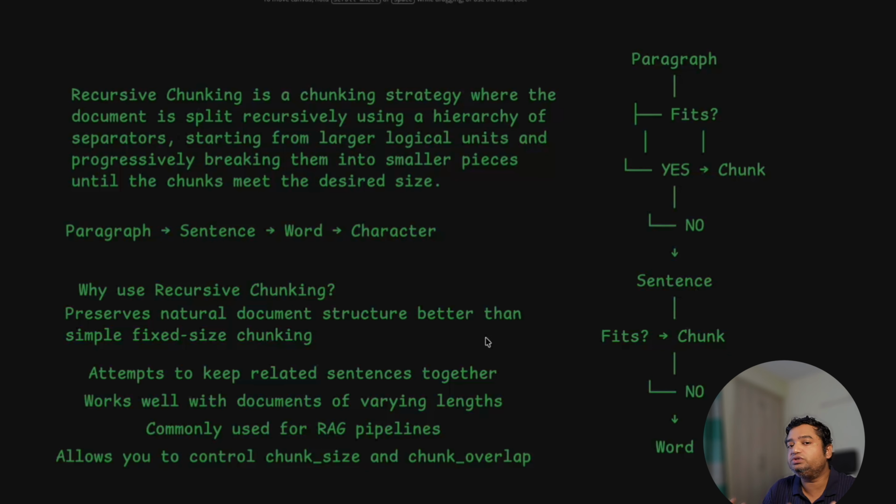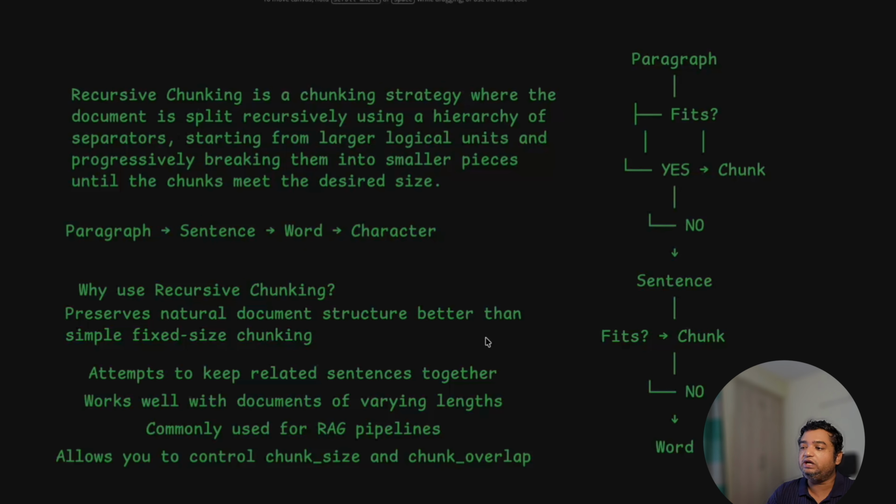So why do we use recursive chunking? Because it preserves the natural document structure. Like if a person has written a paragraph, then there is a contextual meaning in some of the sentences out of the paragraph or inside some portion of the paragraph, or a paragraph may contain multiple different kinds of meaning. So that is preserved in this kind of chunking.